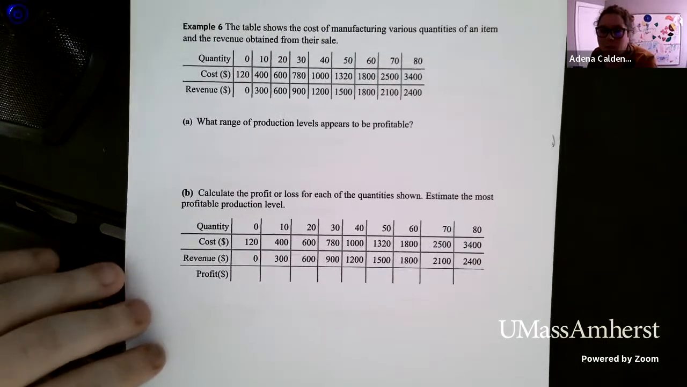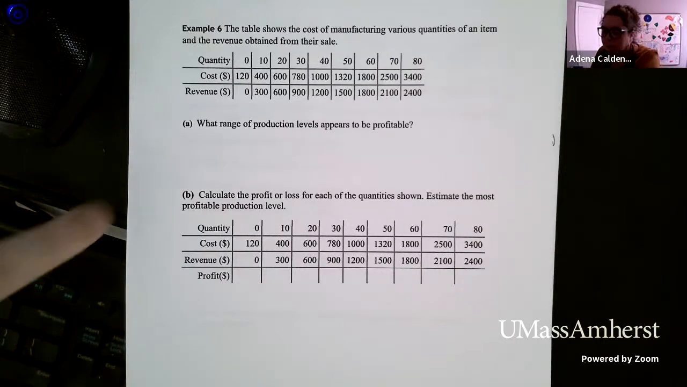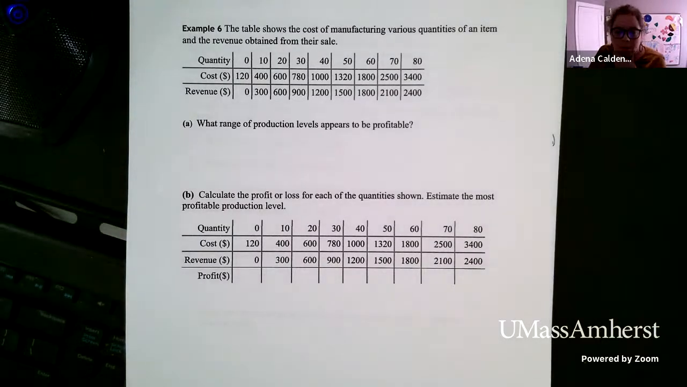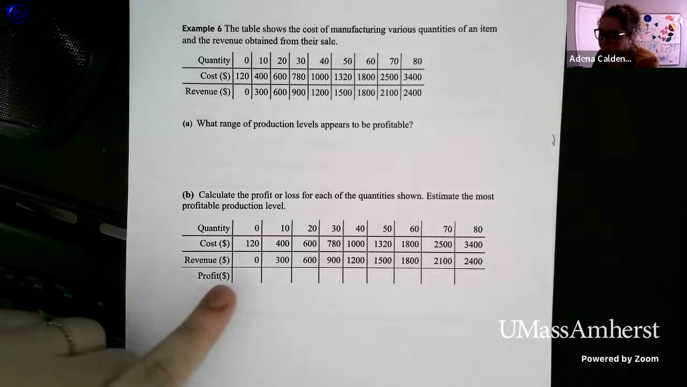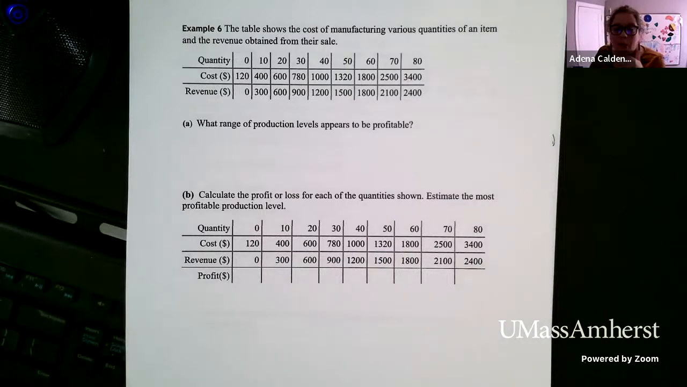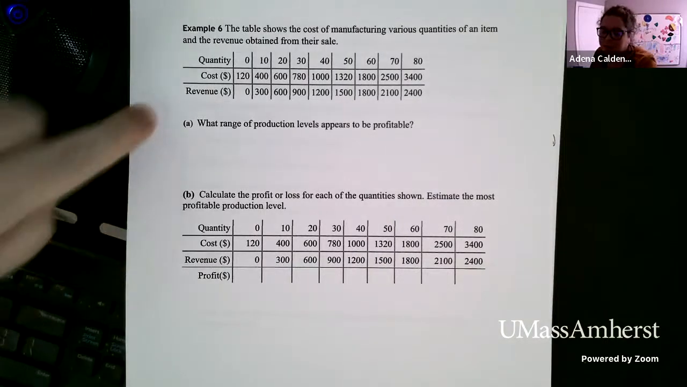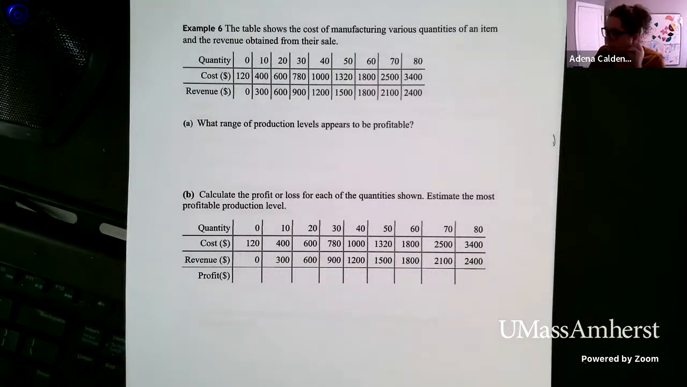Think about how we might answer these two questions. So I'm going to give you 2 to 3 minutes to try to figure out the range of where profit is positive, and then also to find the profit at every single point. You can certainly do part B first to use that to answer part A, that's fine. Or you might be able to eyeball it. Either way is totally fine, okay? But take 2 to 3 minutes, see if you can work through these, and then we'll go through them together.